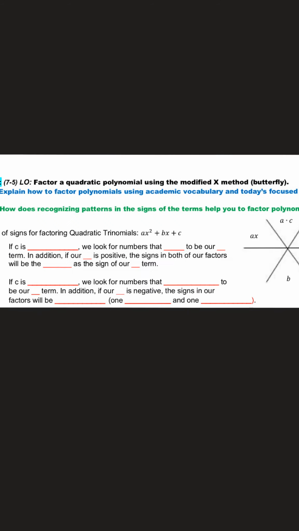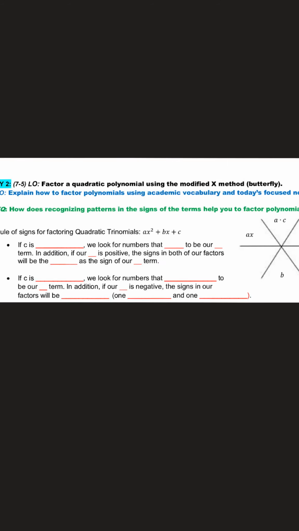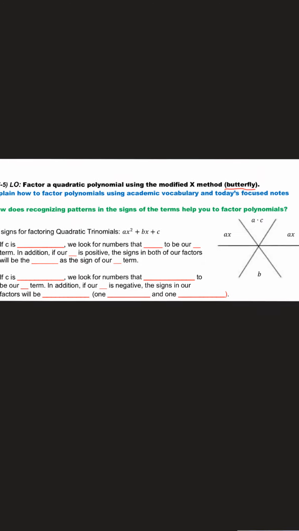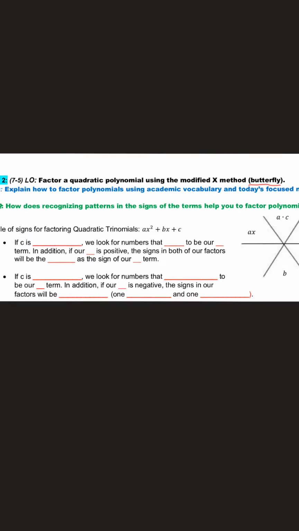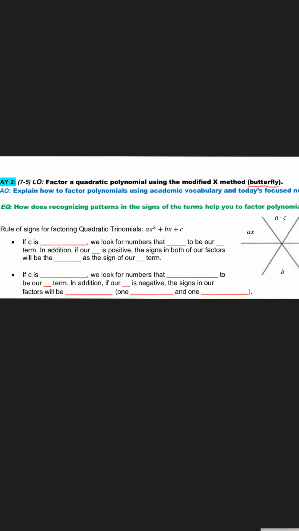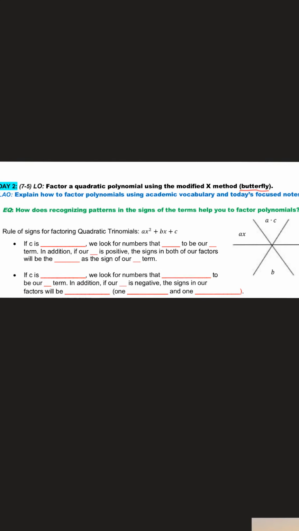Alright, welcome back to day 2. Today we're going to talk about factoring a quadratic polynomial using the modified x method, also known as the butterfly. Our language acquisition objective is to explain how to factor polynomials using academic vocabulary in today's focus notes. And our essential question is, how does recognizing patterns in the signs of the terms help you factor polynomials?